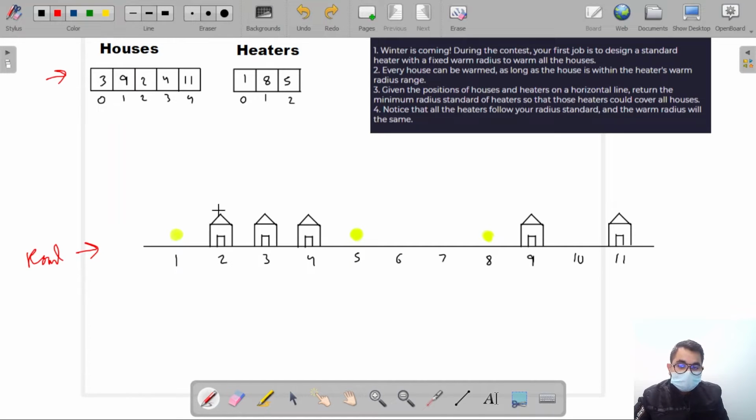So for house 2, this is my heater which is closest on the left side, and this is the heater which is closest from the right side. So this distance is 1 and this distance is 3. Likewise, if I need to warm this house, if this heater was not present, only this heater was present, it will be able to warm this house.